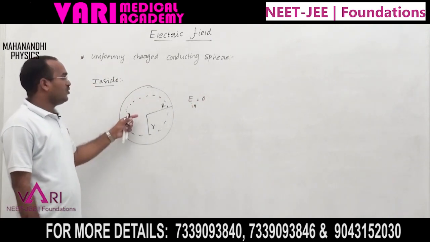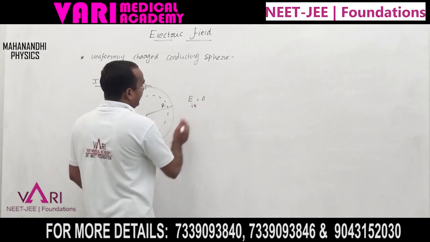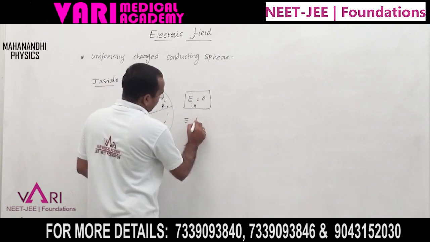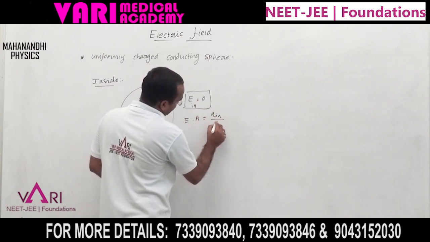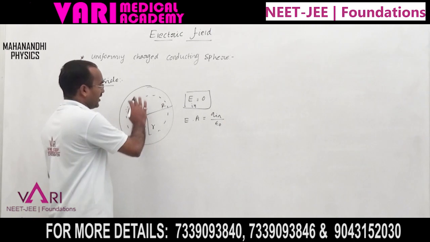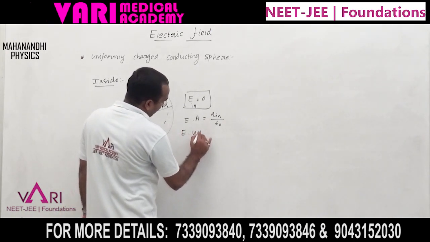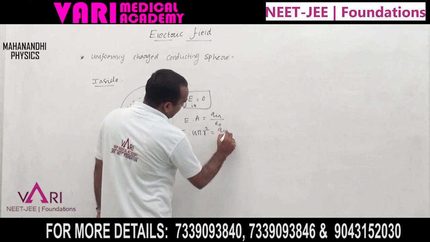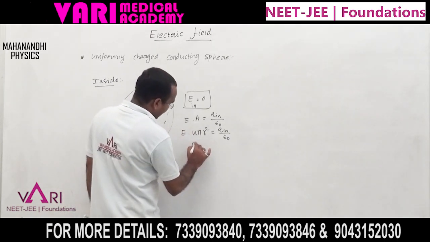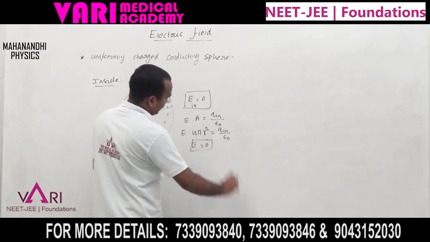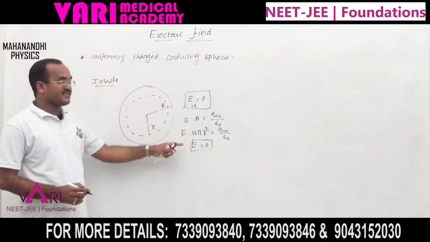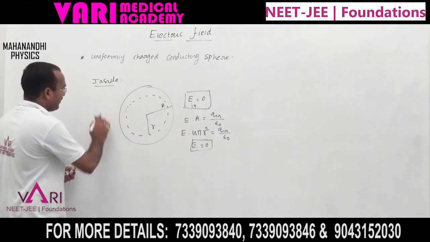Why? Because there is no charge inside. By Gauss's law, E into area equals Q in by epsilon naught, where the area is 4 pi r square. So E into 4 pi r square equals Q in by epsilon naught. But there is no charge inside, so automatically the electric field E equals 0. The total electric field inside is 0.